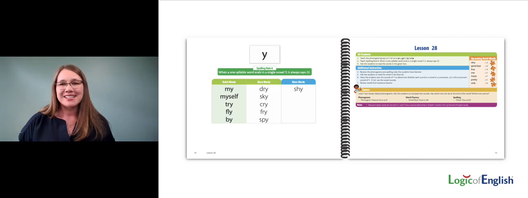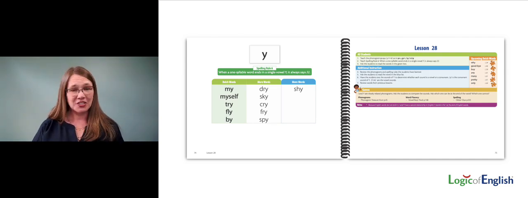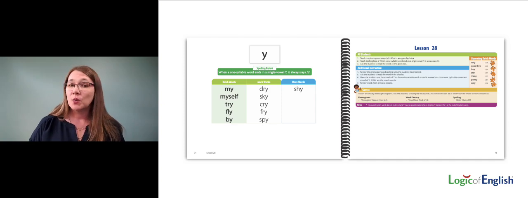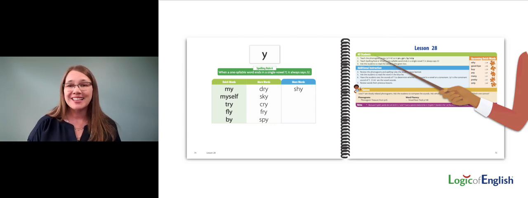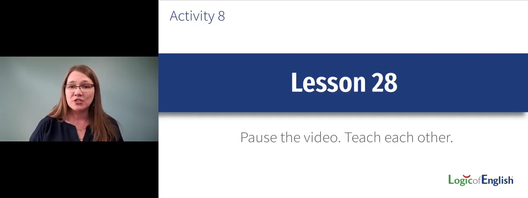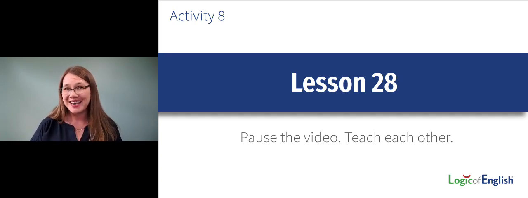We are now on Lesson 28. We have learned that y, I, e says 4 sounds, and we are ready to learn spelling rule 6. When a one-syllable word ends in a single letter Y, it says I. This is taught in the section All Students. Go ahead and teach Lesson 28 to one another, and then join me in the next video.